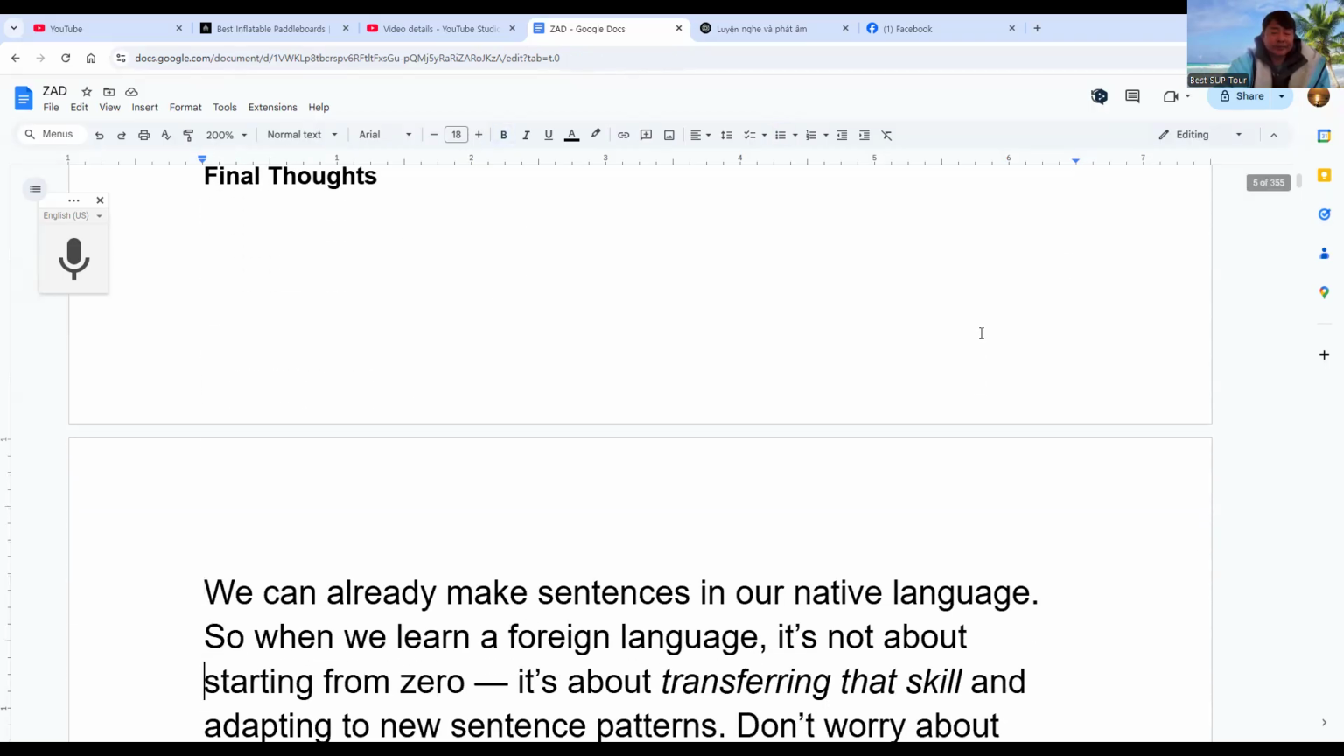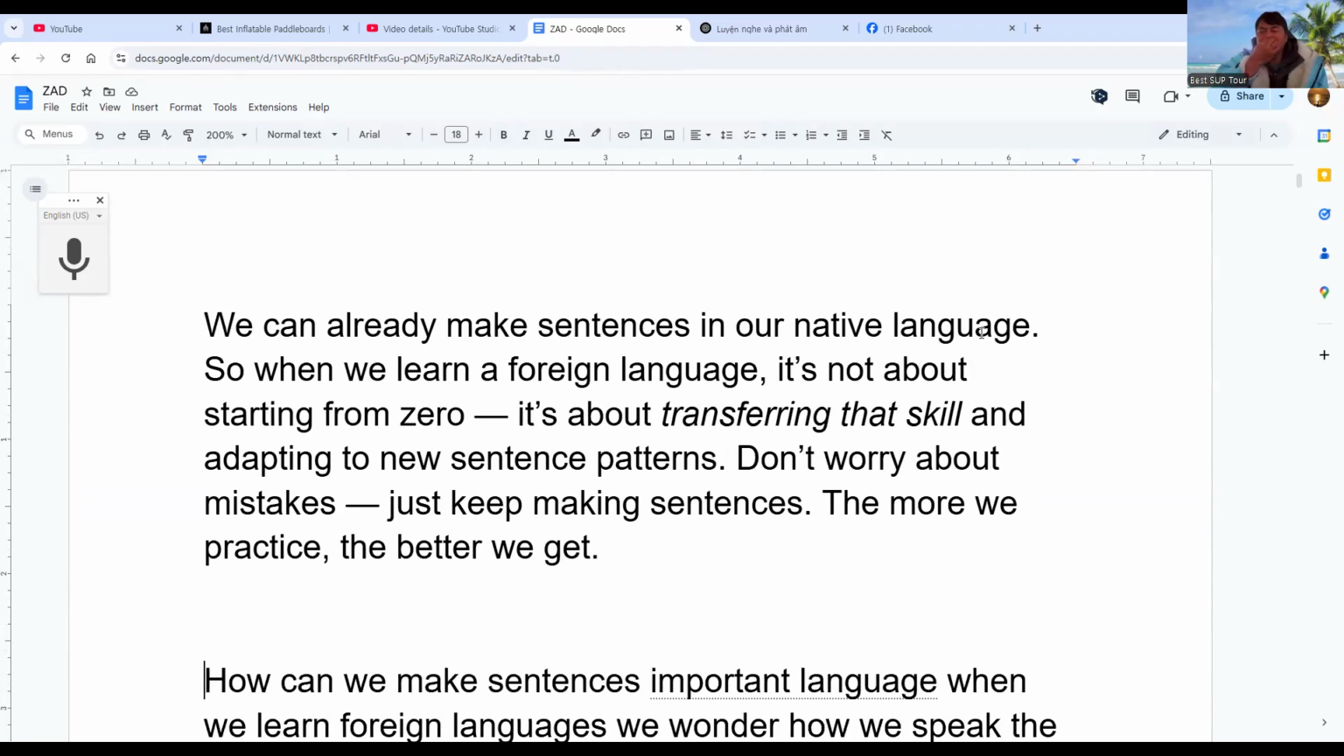And final thought. We can already make sentences in our native language. So when we learn a foreign language, it's not about starting from zero. It's about transferring that skill and adapting to new sentence patterns. Don't worry about mistakes. Just keep making sentences. The more we practice, the better we get. Okay, finish.